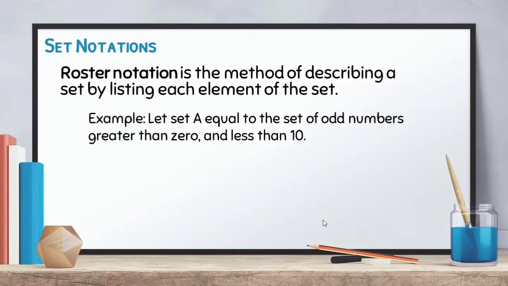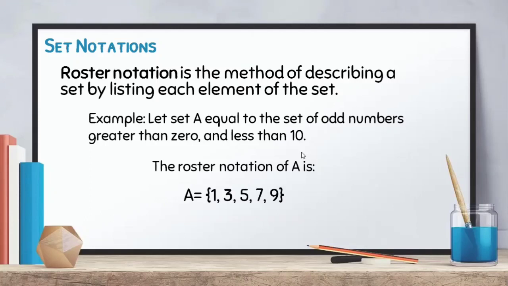Now, in our example, look at this. We have to consider the odd numbers between 0 and 10. And what are those numbers? So our answer would be A = {1, 3, 5, 7, 9}, right? And this way of writing your set is what you call your roster notation. All right, any question?